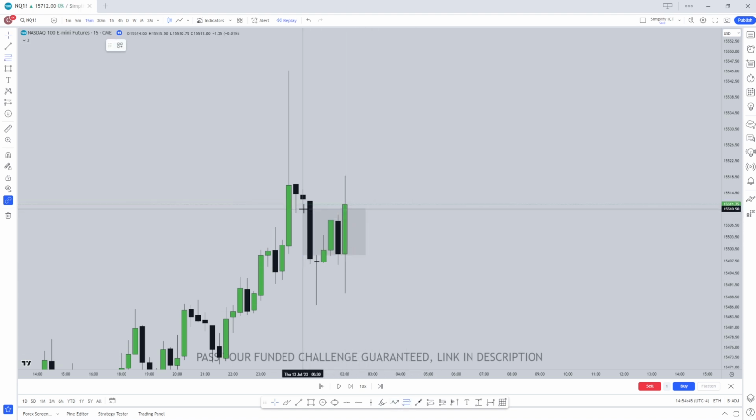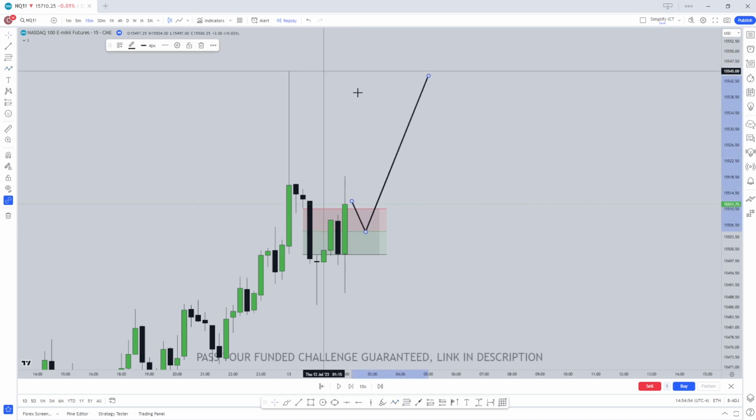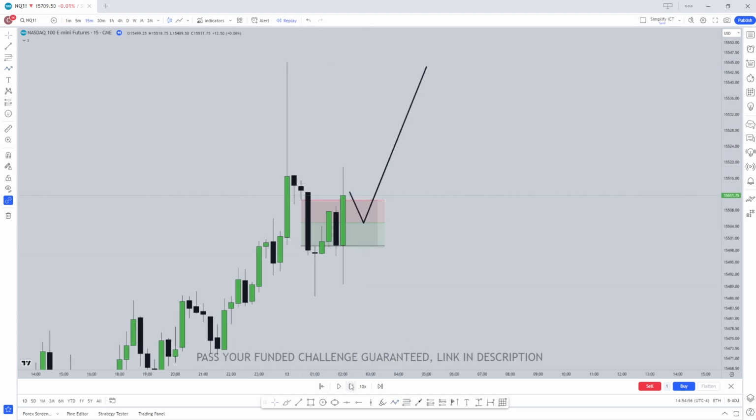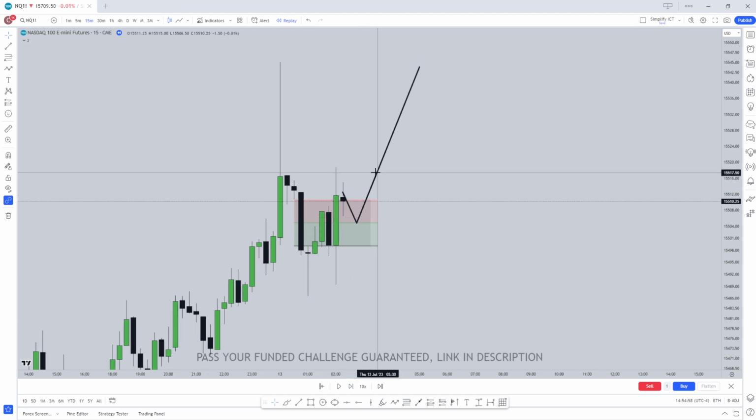So now we can use it as an inversion fair value gap. And in confluence with this, you can mark out the consequent encroachment again, just 50% of it. And then we could expect a retrace into this area, but to go higher, possibly attack these buy-side liquidity. So let's see what happens.